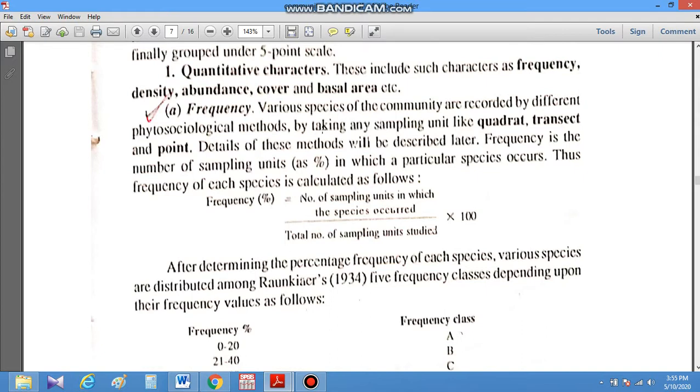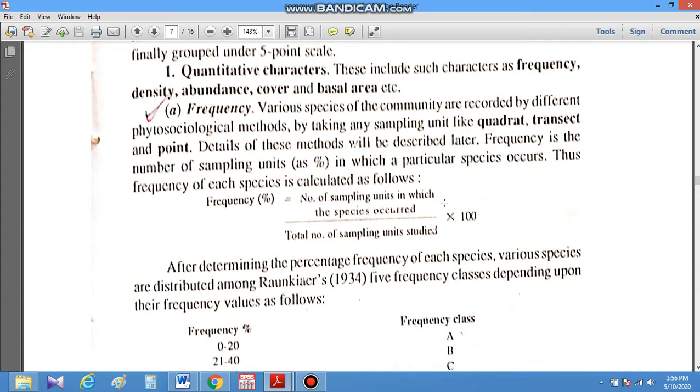First we discuss what is frequency. If we study any community, then we can calculate the frequency of a particular species which occurs in that particular area. For this we apply this formula: frequency is equal to the number of sampling units in which the species occurred divided by the total number of sampling units studied, multiplied by 100. The sampling unit may be a quadrate, or a transect, or a point.